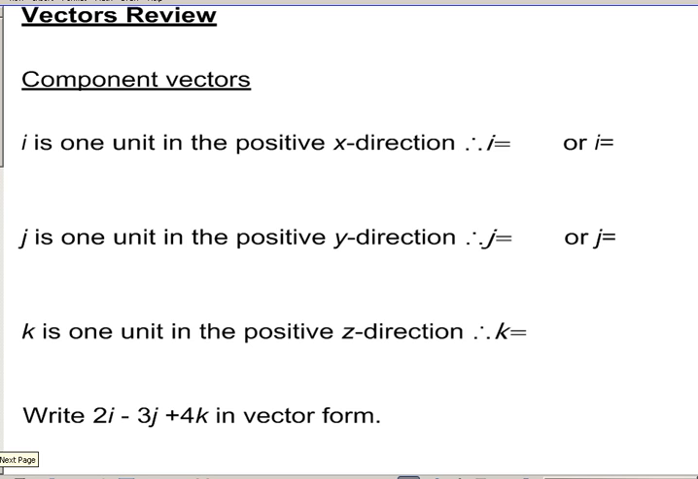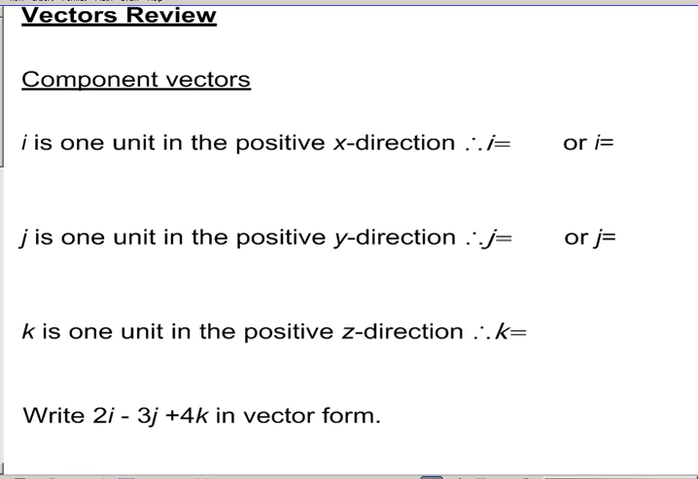I'm going to focus in here on sort of algebraic interpretation of vectors rather than geometric. It's not that the geometric stuff isn't important. You'd want to have a good idea of how to draw vectors. But when we're dealing with 3D vectors, generally our geometric methods break down anyway. So we'll just take a look at this in this review.